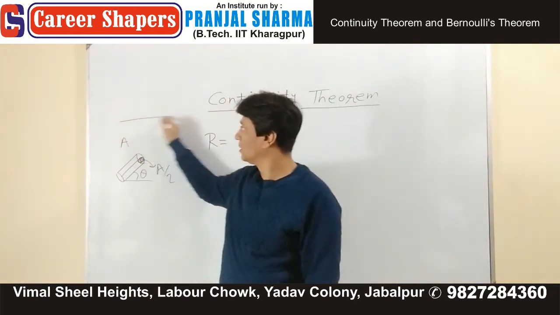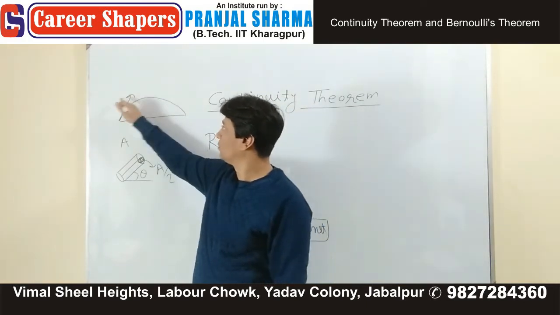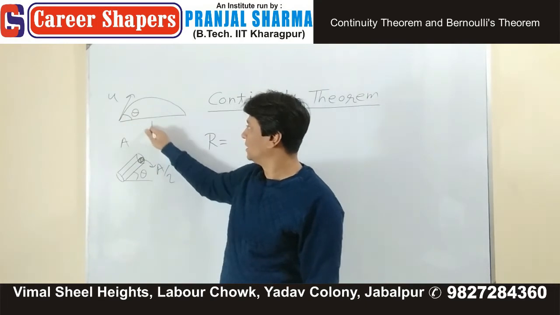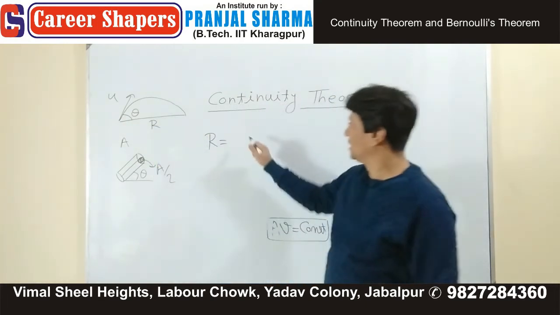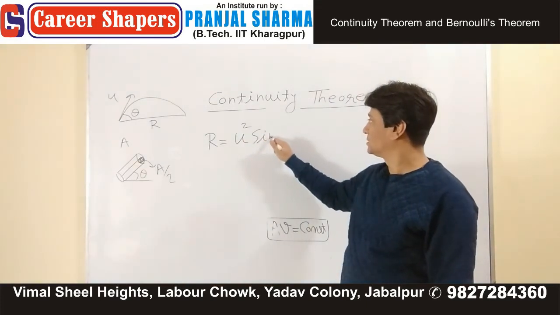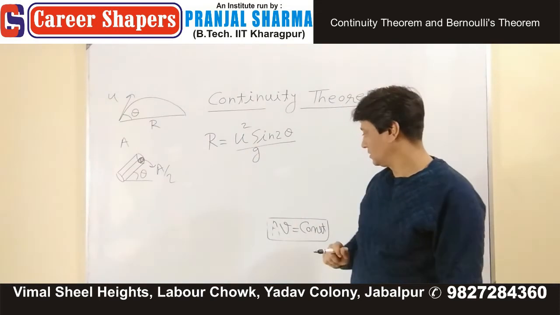What is the value of range in projectile motion when you throw an object with speed u at some angle theta? This is the range, and the formula of range is u square sine 2 theta divided by g.